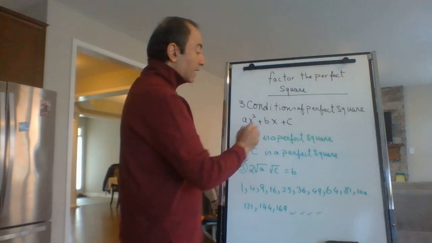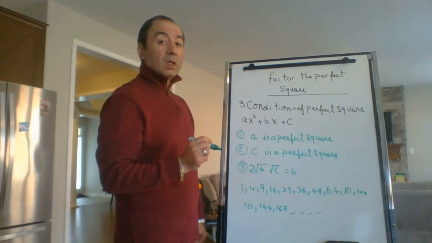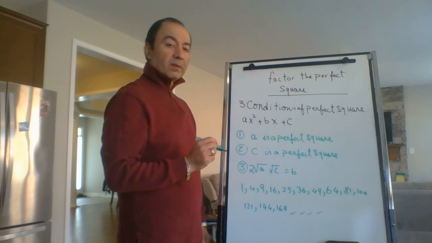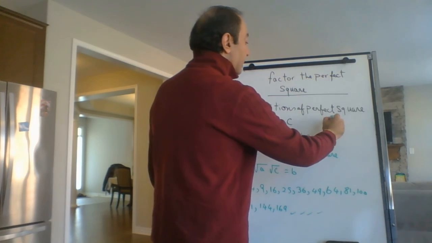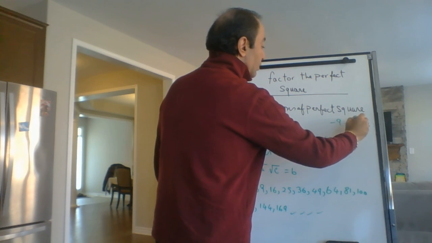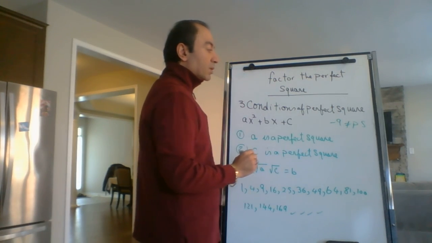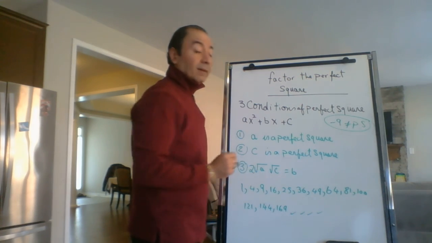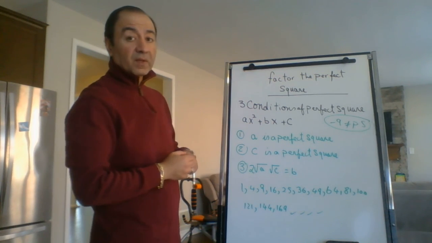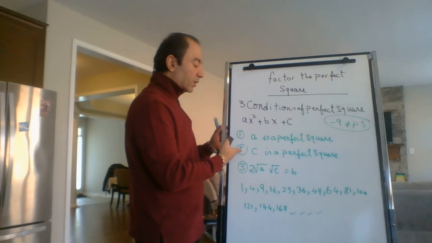Note, I cannot find the square root of a negative number, so negative numbers can never be a perfect square. Like I cannot say that negative 9 is a perfect square. This is not a perfect square. Okay? I cannot find the square root of a negative number. So put that in your mind when you are factoring a perfect square.